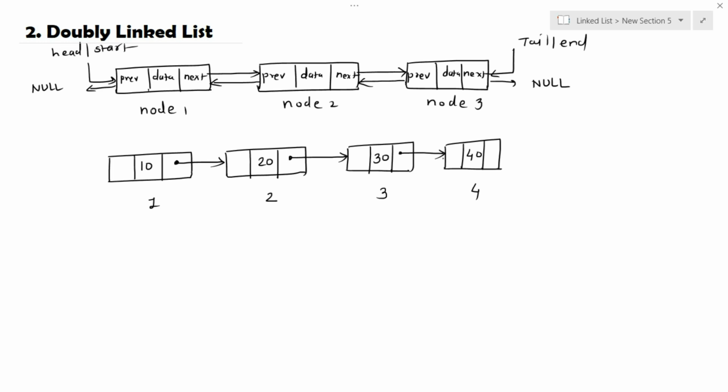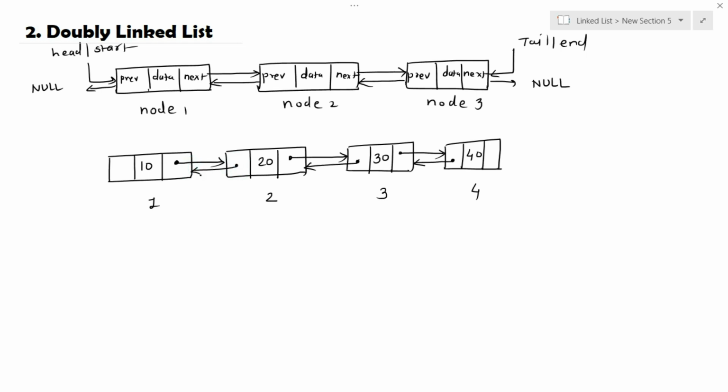Node 3 next points to the address of node 4. Again, node 4 previous points to the address of node 3. Node 3 previous points to the address of node 2 and node 2 previous points to the address of node 1. So this is a two-way linked list.